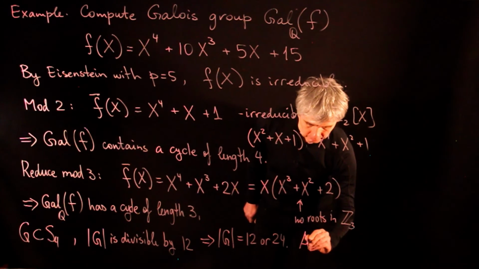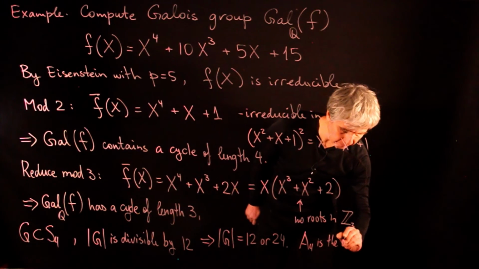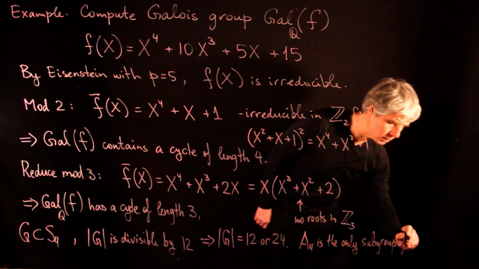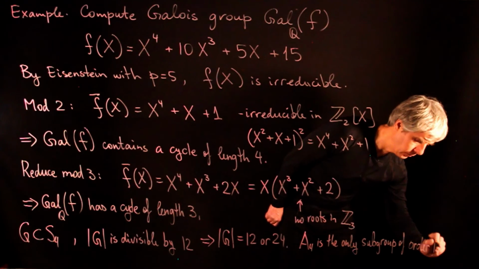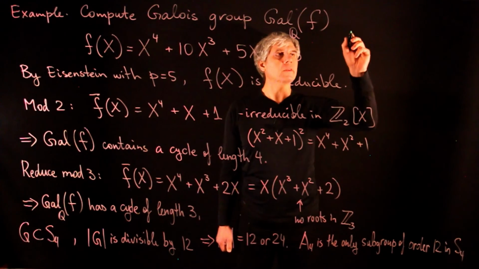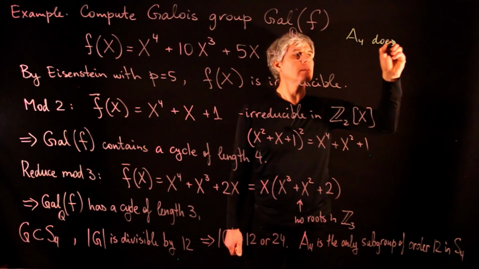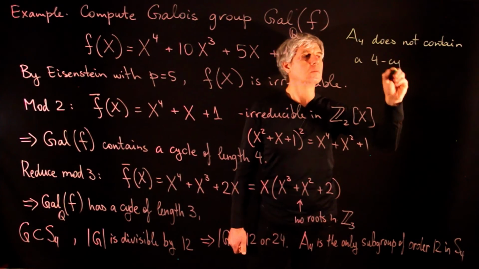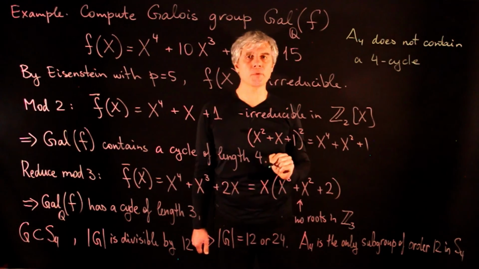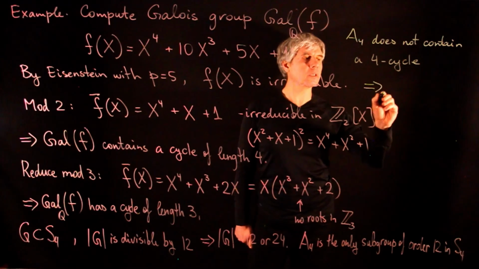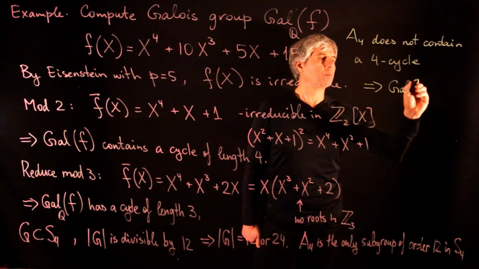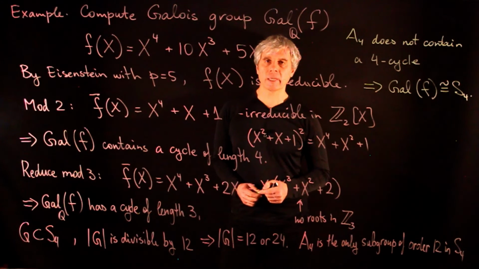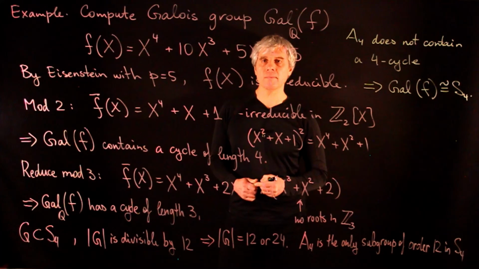But A4 is the only subgroup of order 12 in S4. And A4 does not contain a 4 cycle, because a 4 cycle is an odd permutation. And our conclusion is that this Galois group is isomorphic to S4.